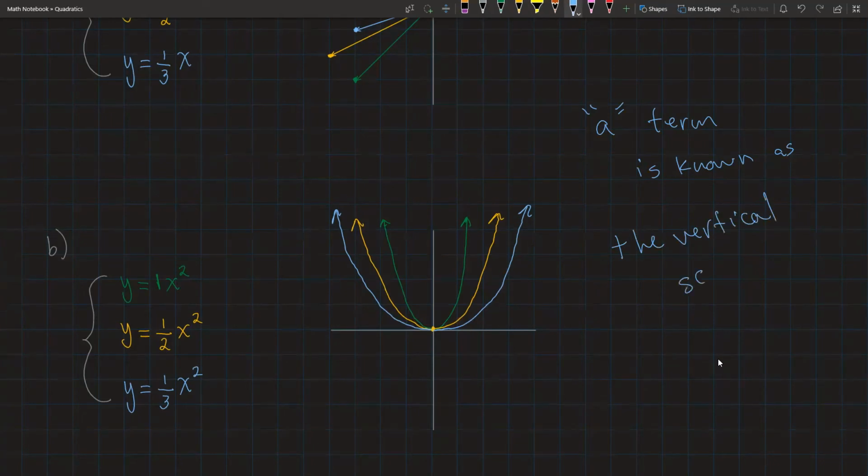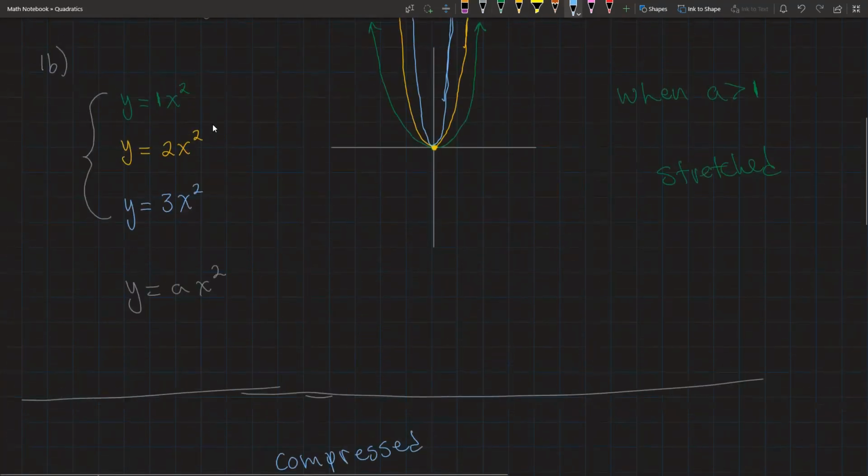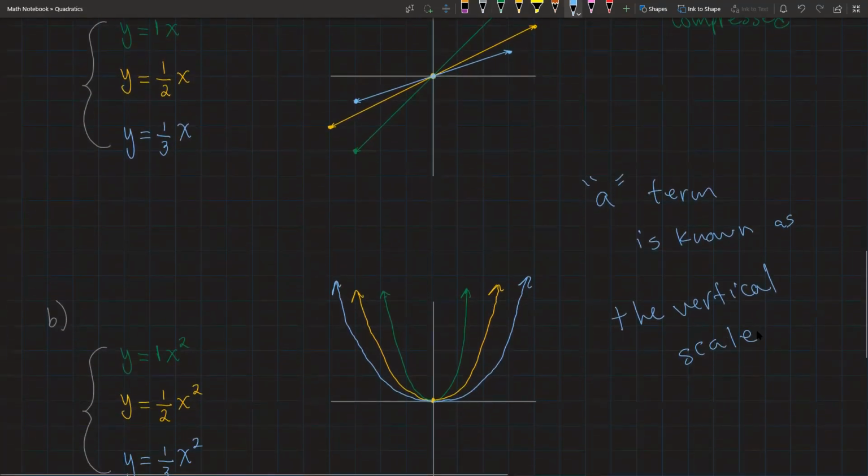The vertical scale. All right, so that implies also whether it was reflected across vertically. It implies the negative and implies the coefficient being a fraction or not. All right, so that implies all of the possibilities that can happen with the a term.